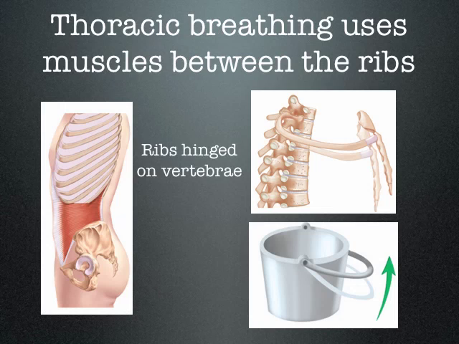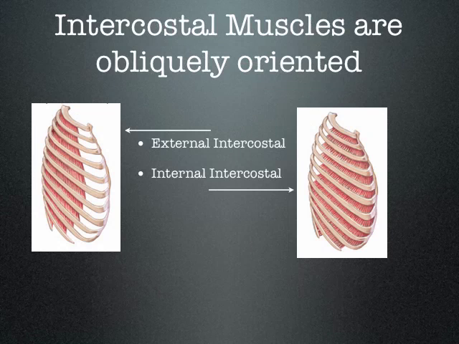Anything that increases the size of my thoracic cavity will draw air into it. So I'm doing this by simply raising or lowering the ribs. If I lower the ribs, the distance here gets smaller, and I'm forcing air out. So it's like I'm collapsing and expanding my chest cavity to get air in and out. And these muscles are doing that.